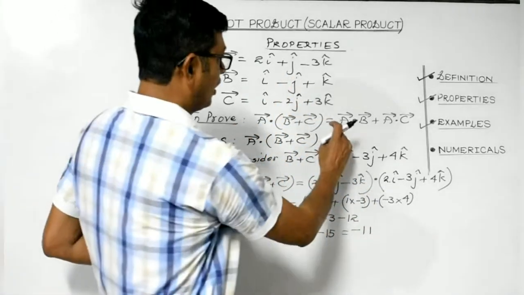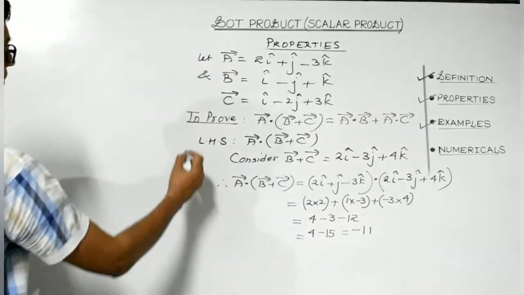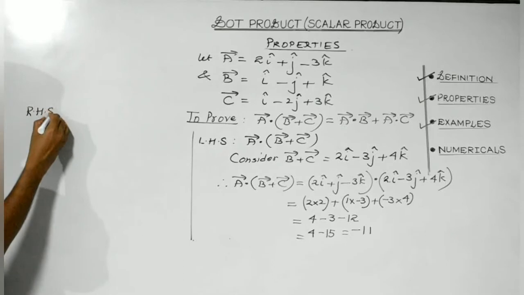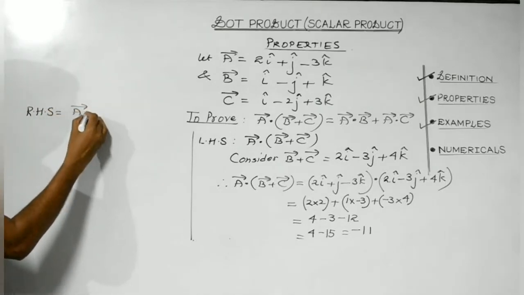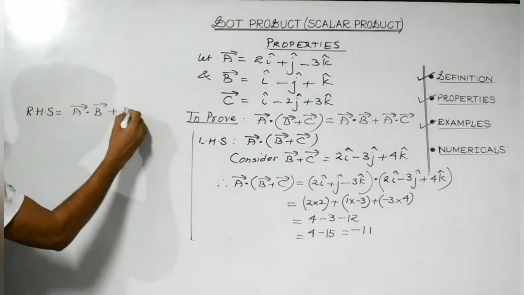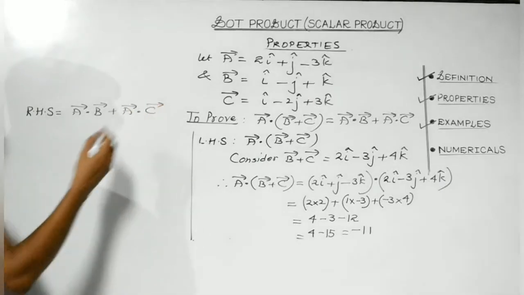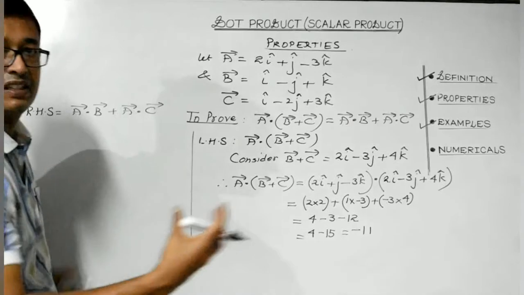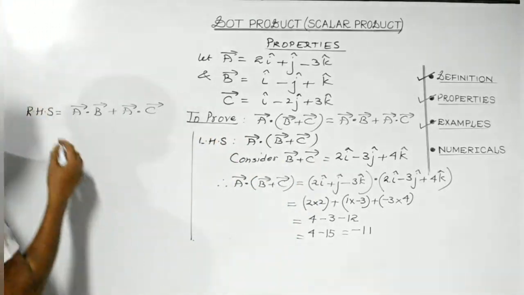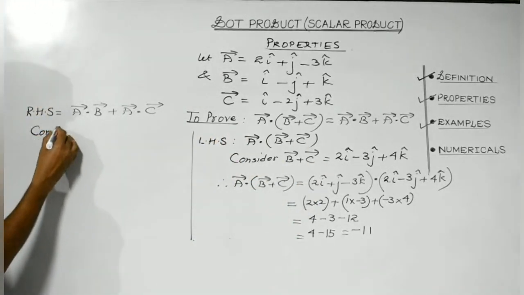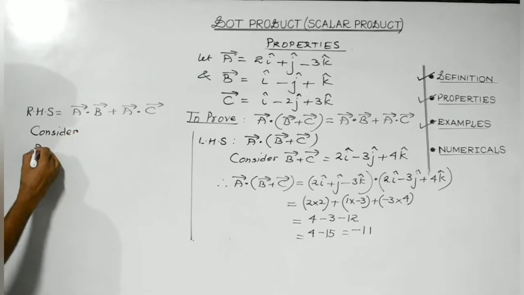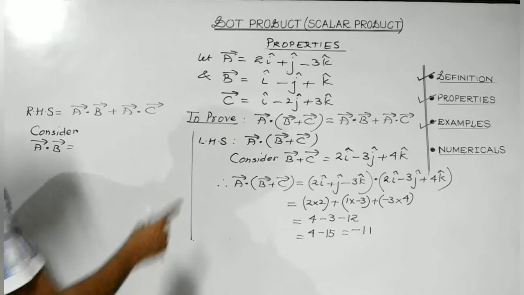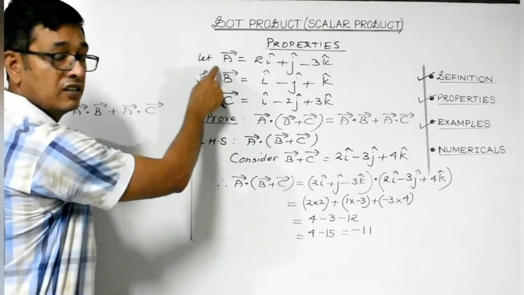Now students, let's evaluate the RHS, right hand side. Okay, let's consider RHS. RHS is A vector dot B vector plus A vector dot C vector. We'll evaluate the first term and then the second term and then add the two results. Let's get the result. So consider A vector dot B vector. Now let's do it directly.